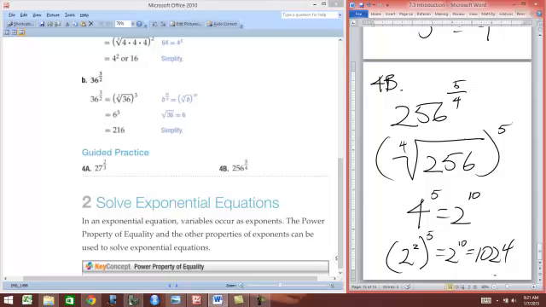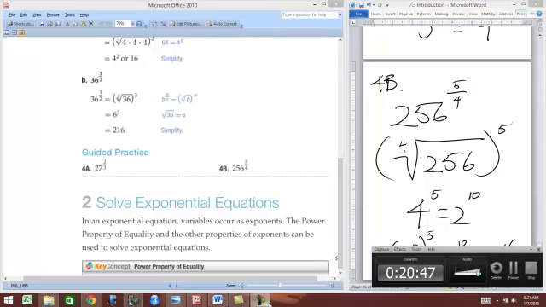Now I have run out of pages. I got to add a few more pages, so I got to pause here for a second.